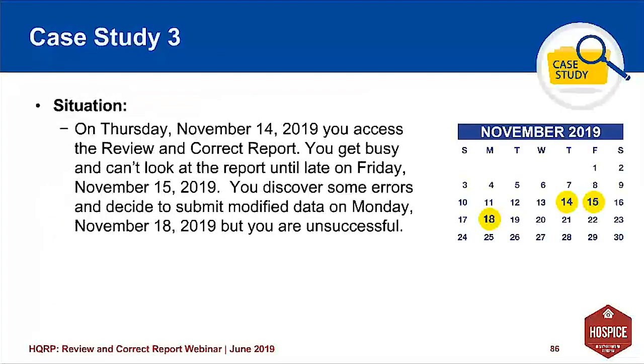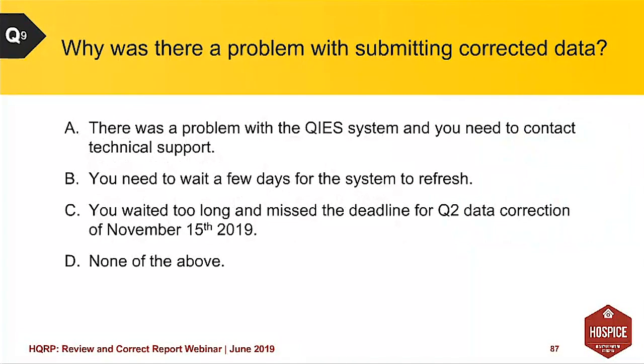Okay, we have one more situation. On Thursday, November 14th, 2019, you access the Review and Correct report. You get busy, and you can't look at the report until late on Friday, November 15th. So you discover some errors and decide to submit modified data on Monday, November 18th, but you're unsuccessful. So here's the question. Why was there a problem with submitting corrected data?